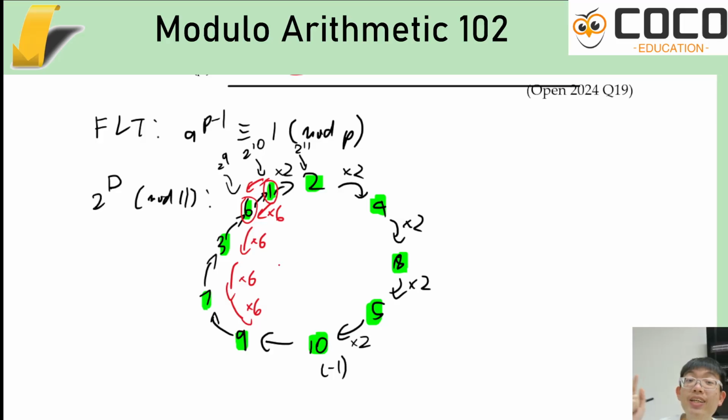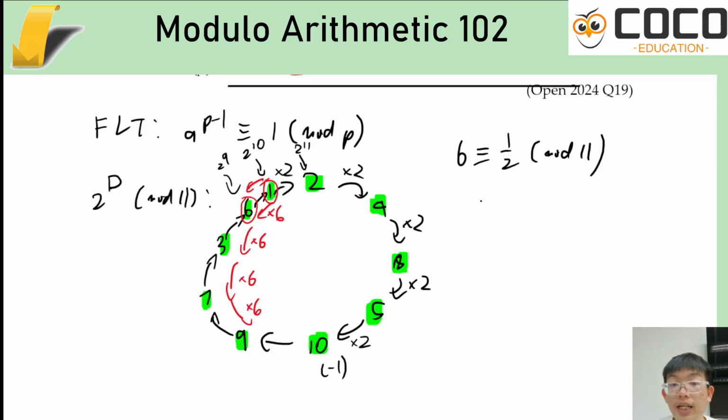We can U-turn, and what I'm going to say is that 6 is congruent to 1/2 mod 11. In other words, yes, there are fractions, and you must of course also understand that fractions in modular arithmetic are a bit iffy, so I have to have a proper understanding of what's actually a fraction.